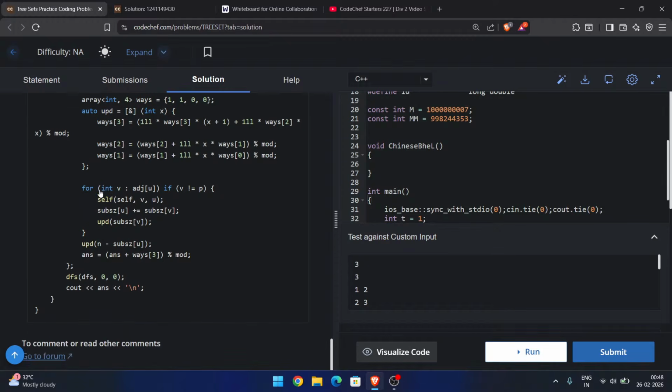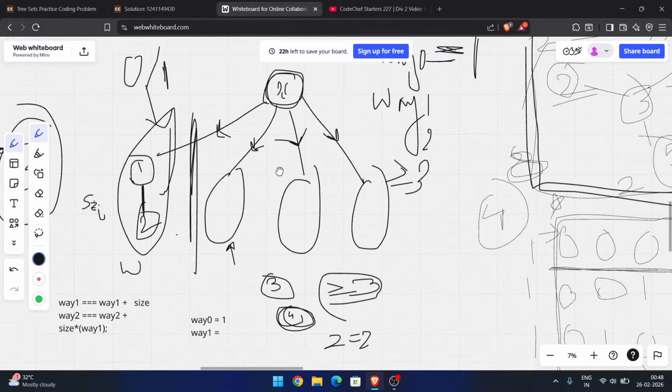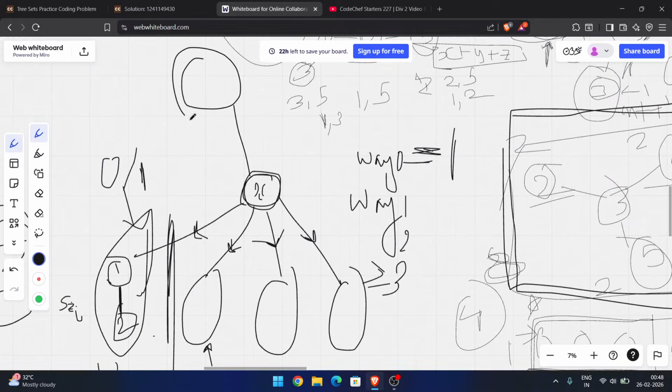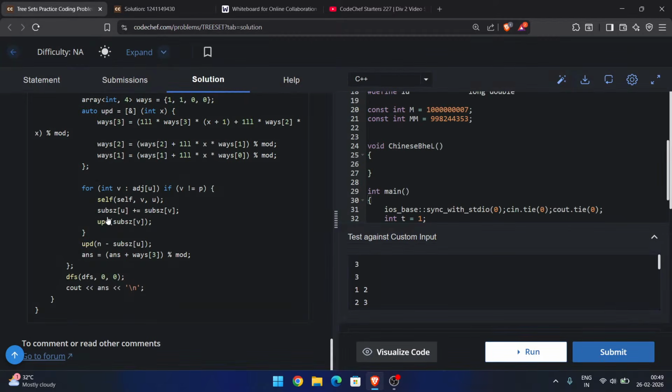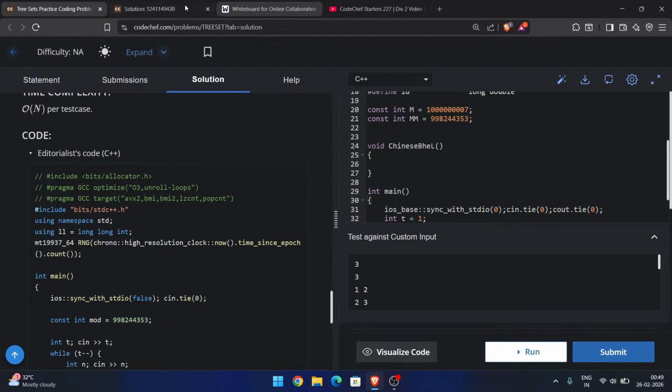Now he is updating everything for this, and this is for its parent. If we are doing a DFS, we would have come to this from anything above, so this is also considered as a branch. That's why we are also doing it for its parent. And then what we are adding to our answer is ways greater than or equal to 3 only, because we have already calculated for 1 and 2. So that way we got our answer.